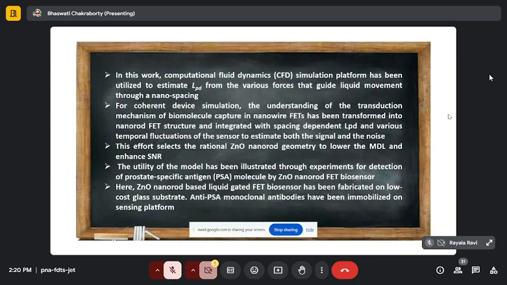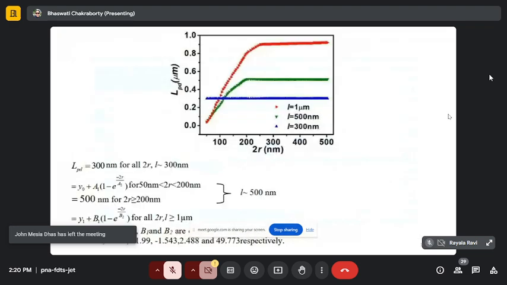Now, what is liquid penetration depth? When we provide liquid on nanorod surfaces, the consecutive two nanorods have some spacing. That spacing is not completely penetrated by the buffer solution or serum solution. So the length that actually gets penetrated is considered to be the liquid penetration depth, which we tried to model here using the computational fluid dynamics method.